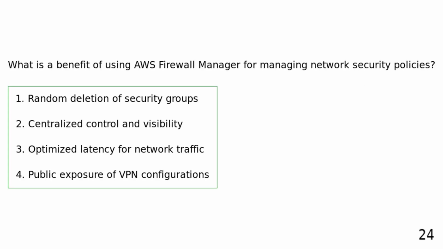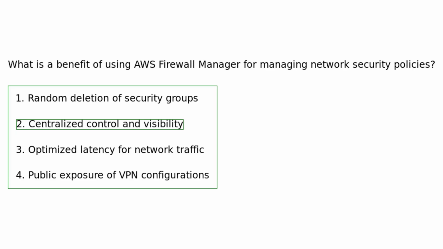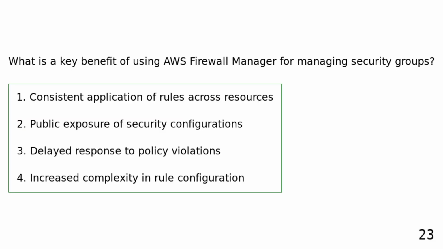What is a benefit of using AWS Firewall Manager for managing network security policies? Random deletion of security groups. Centralized control and visibility. Optimized latency for network traffic. Public exposure of VPN configurations. Using AWS Firewall Manager provides centralized control and visibility for managing network security policies, allowing organizations to monitor and secure network traffic effectively. What is a key benefit of using AWS Firewall Manager for managing security groups?